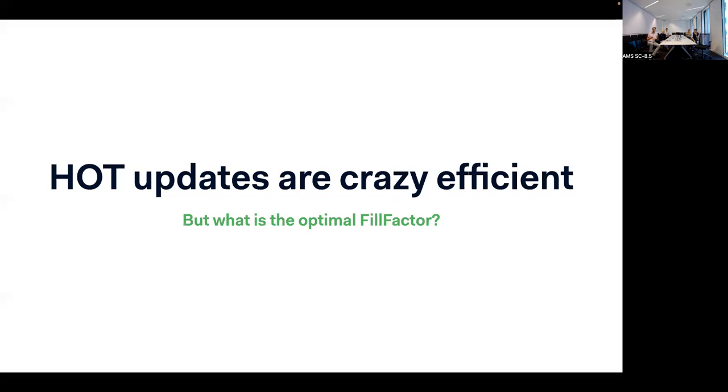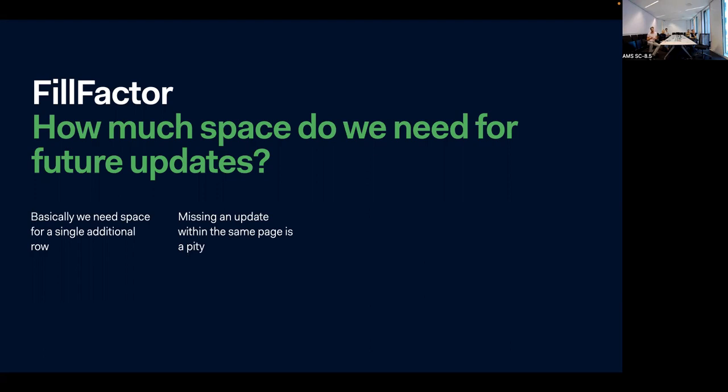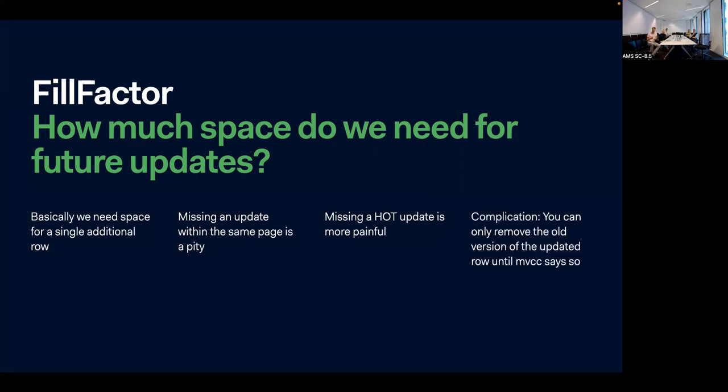So hot updates are crazy efficient, but what is the optimal fill factor? Well, how much space do we need to accommodate hot updates? Basically, we only need the space for a single additional row, because if we can update one row, we can do a hot update if the space is available on this page. Missing an update within a page is a pity. Missing a hot update can be much more painful, especially when you have a lot of indexes.